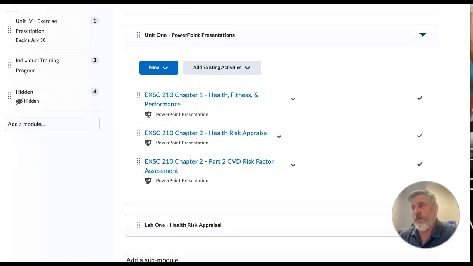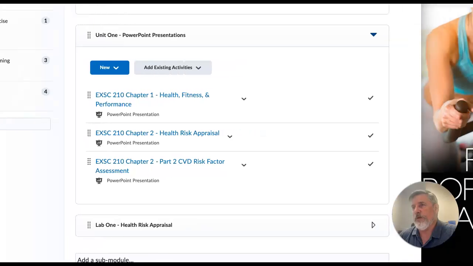Then I have information related to Lab 1. Let me move it so that I'm not in the way.